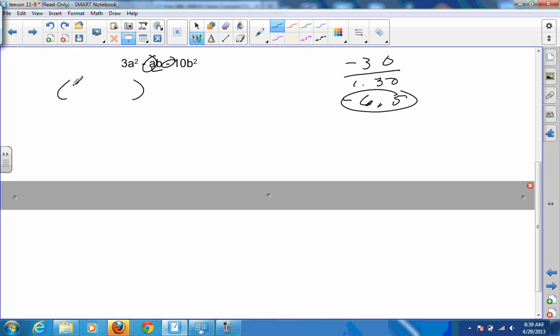From there, now I need to split my terms. So I write my first term, 3a squared, and then plus negative 6, and the variable that comes along is still an ab. Plus, again, the other term, 5, that we found, and again an ab, and then minus the last term, 10b squared.